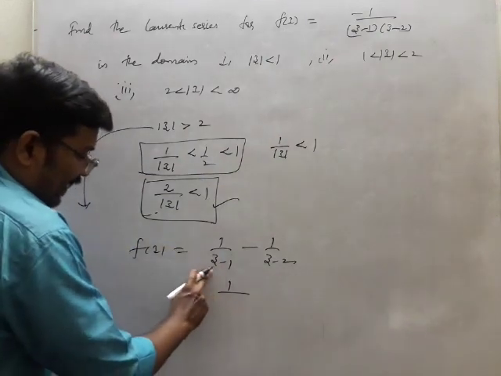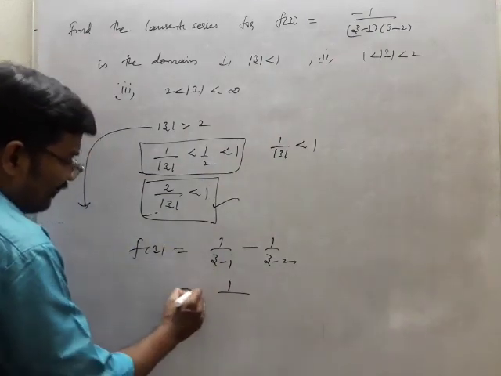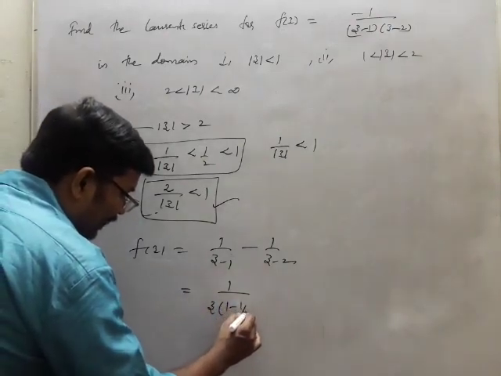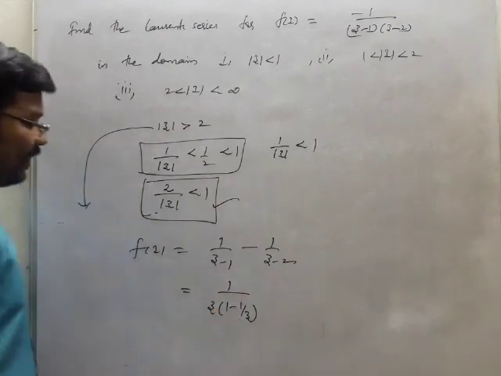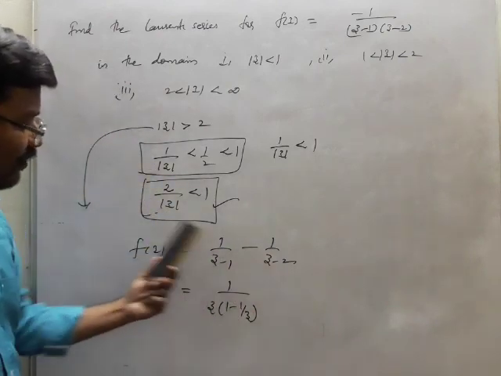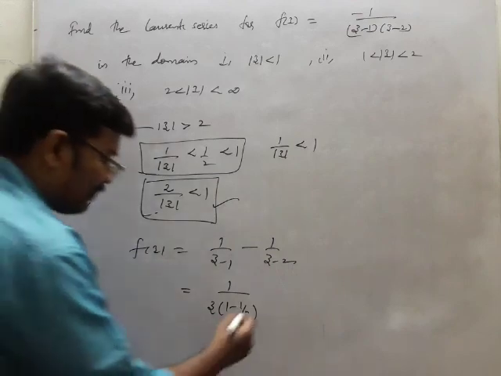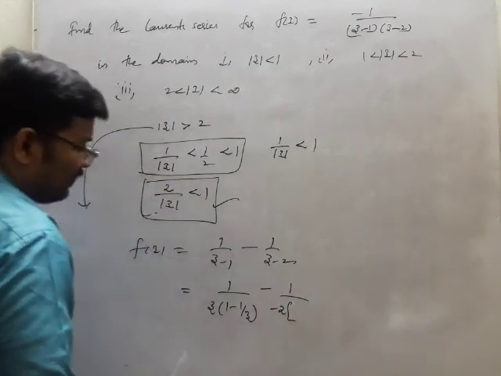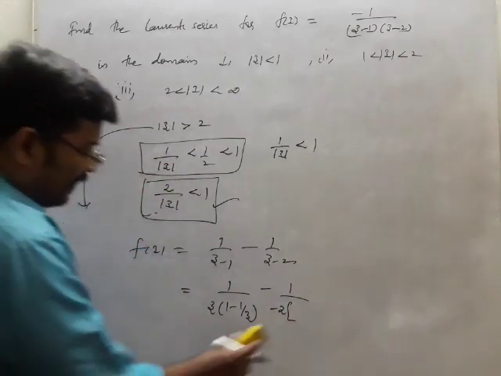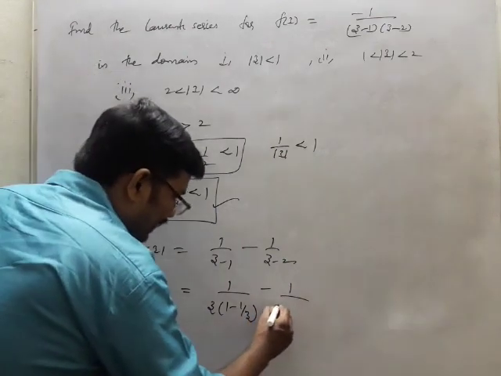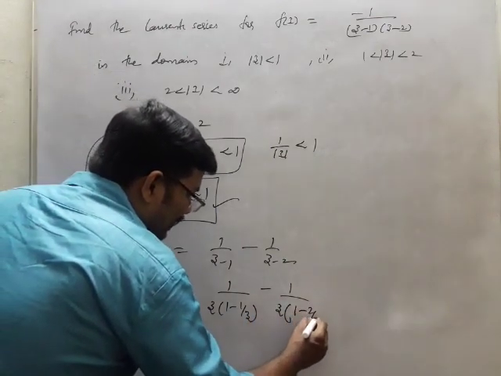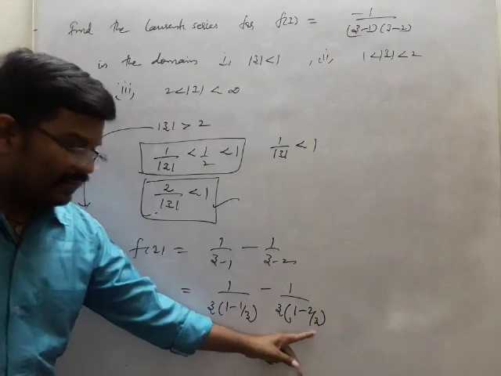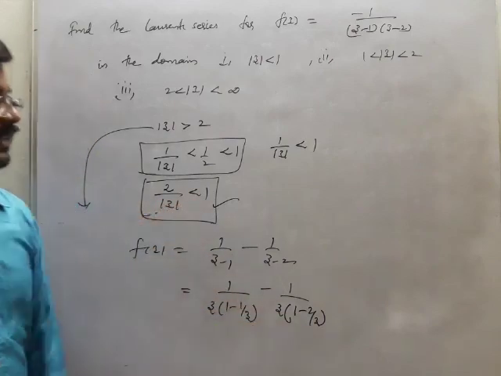So obviously I wanted to change this. If I wanted to change this, I should take z common here: z into 1 minus 1 by z. Then for 2 by mod z, I should take z common here: 1 minus 2 by z, that will be better, because I should get 2 by mod z, which is less than 1. So I can expand easily with that.